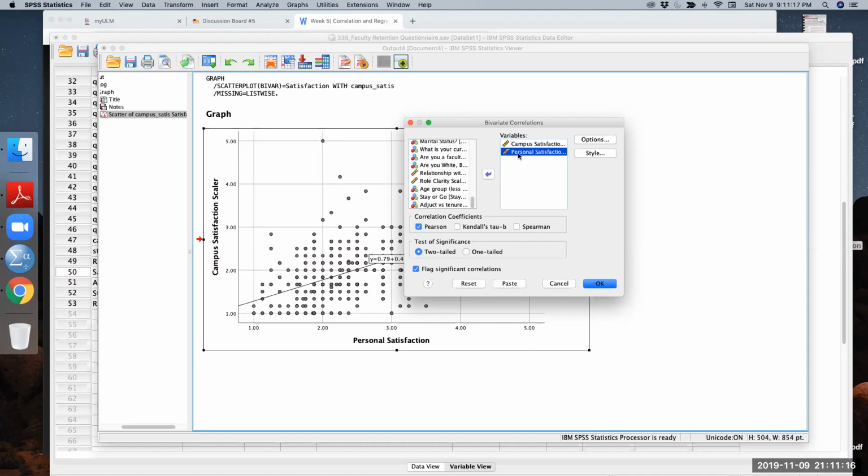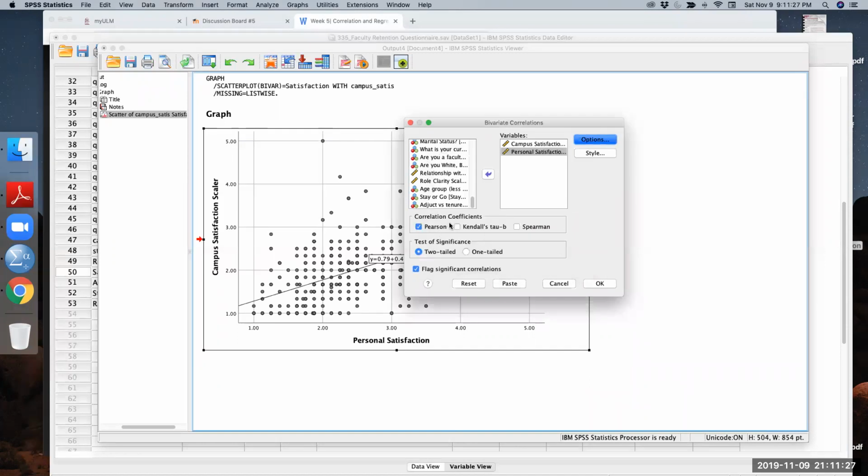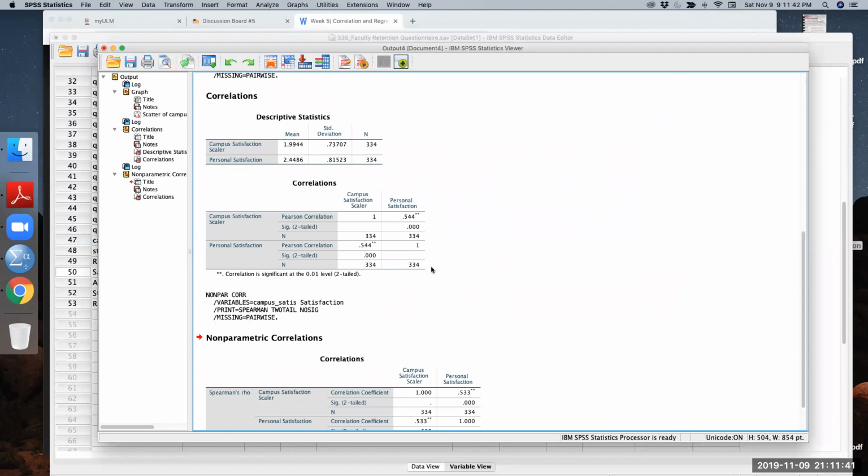Those who are personally satisfied, are they also satisfied with the campus? Click Options, check means and standard deviations. The rest is good. And you can actually look into Spearman because this is a Likert scale of 1 to 5, but you want to see the difference between the Pearson and Spearman. Okay. And here is your correlation.